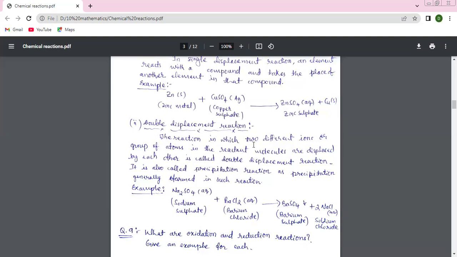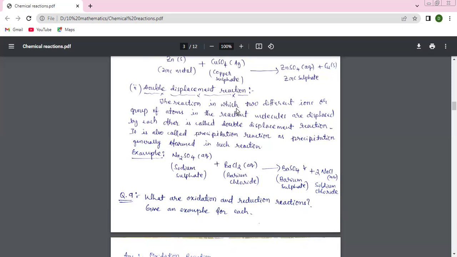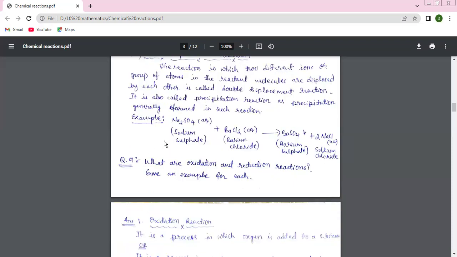Next is the double displacement reaction. The reaction in which two different ions or groups of atoms in the reactant molecules are displaced by each other is called a double displacement reaction. It is also called a precipitation reaction, as a precipitate is generally formed in such a reaction. So this is the double displacement reaction.